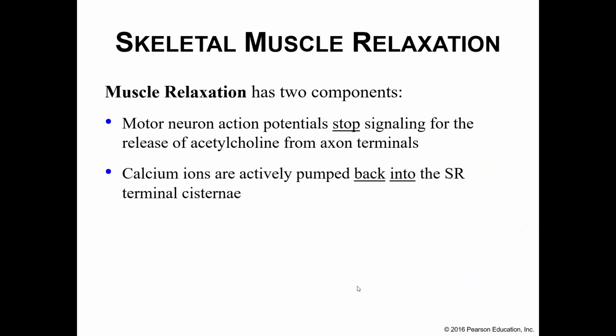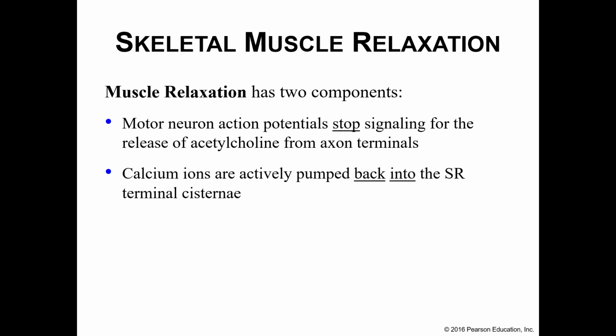Now, in order to do muscle relaxation, okay, we need a couple things to happen. First of all, your motor neuron has to stop sending more action potentials. If your brain keeps sending signals, we're going to keep releasing acetylcholine. It's going to keep binding to the motor end plate. You're going to have more EPPs. You're going to keep making action potentials. Yada, yada. You're going to keep on doing the same thing. So we're going to have to stop sending action potentials down the motor neuron.